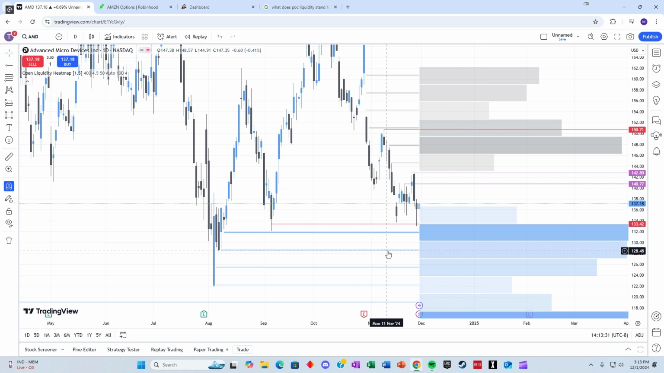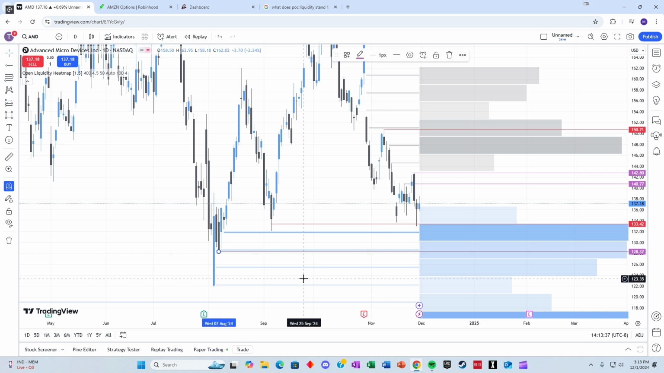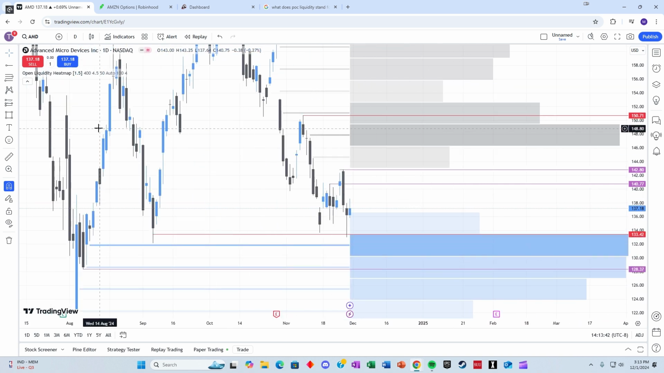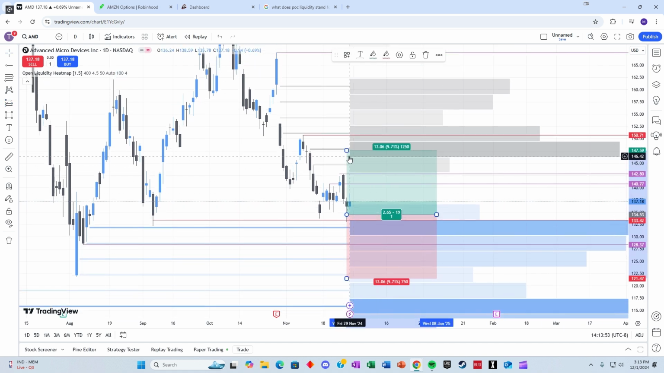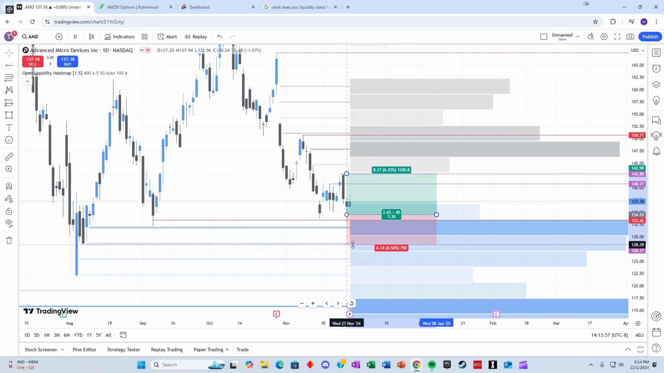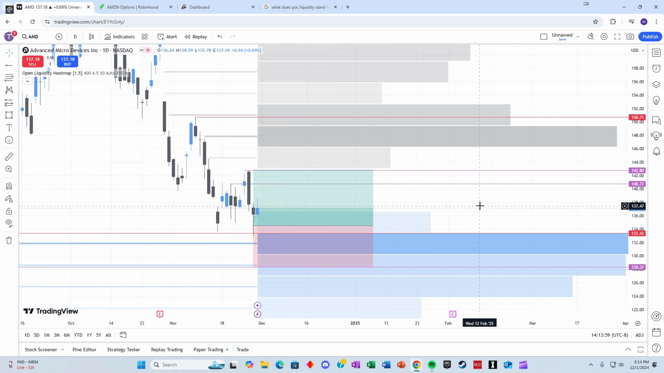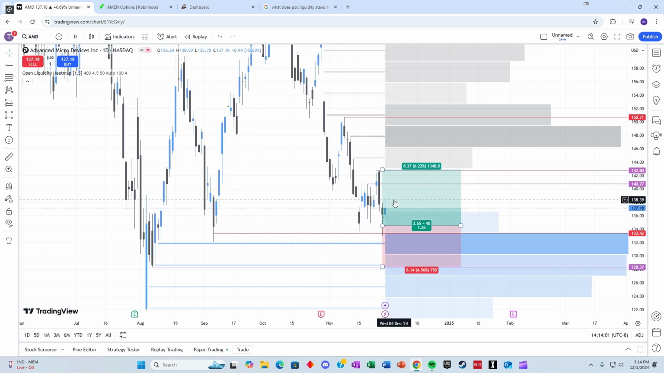My stop loss is going to be down here at 128.73. This level of liquidity down here. Sorry, 128.37. I believe this is my rough entry. So I believe I was filled in right around here. This does not offer an ideal risk to reward for me, only 1.3.